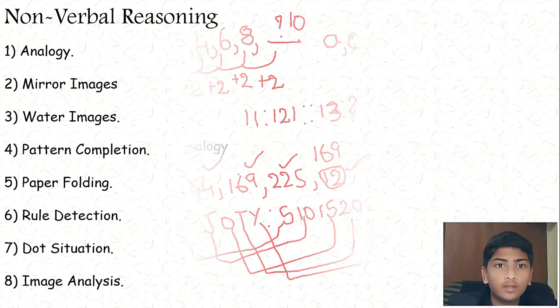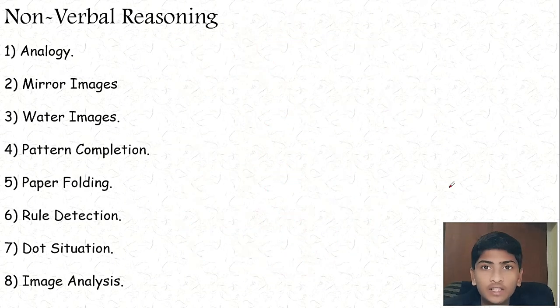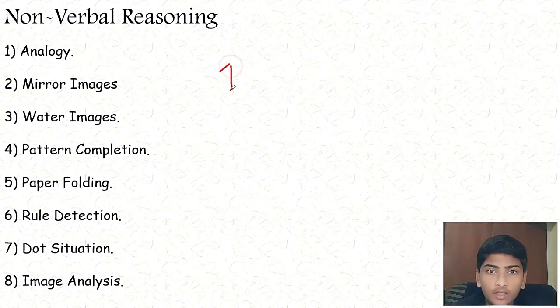Next, non-verbal reasoning. Non-verbal reasoning also contains analogy, mirror images, water images, pattern completion, paper folding, rule detection, dot situation and image analysis. Analogy means pictures will be given and you should find the next picture in the sequence. Next, mirror image. Here if one is like this, then the mirror image of one will be like this. Next, water image. The water image of 2 will be like this.